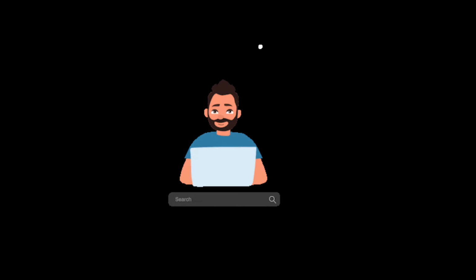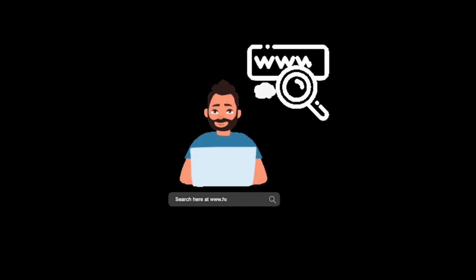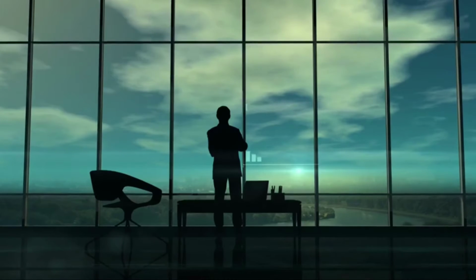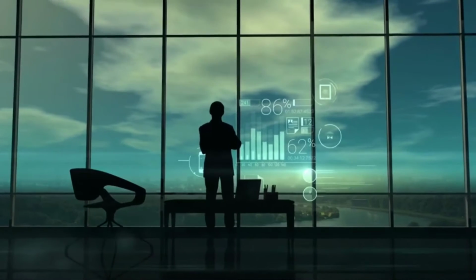To find out for sure, look for the NFT's contract address on etherscan.io and check for a whitelist property. Now let's talk about what NFT whitelisting is used for.